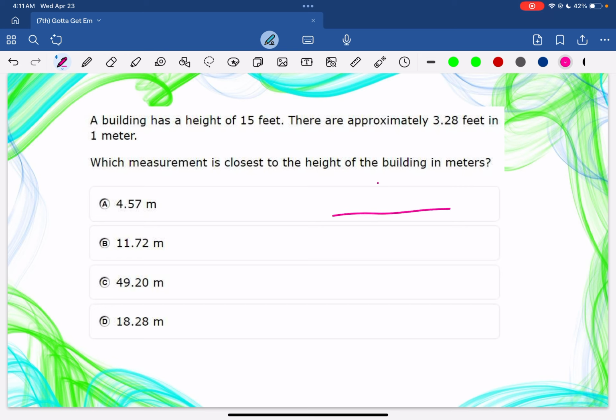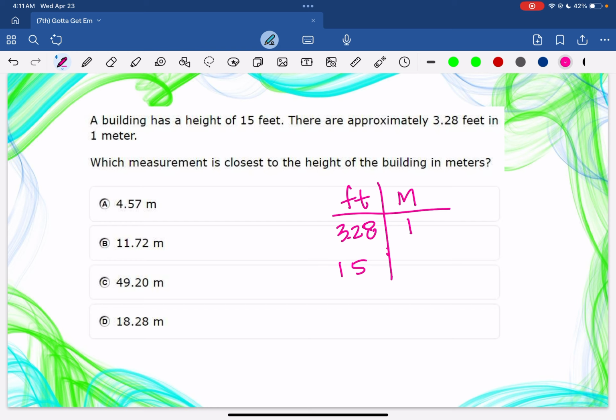So I'll set up a table. It says which measurement is the closest to the height of the building in meters. So I'll put a table, feet on one side, meter on the other. It doesn't really matter which side you go with, as long as you make sure that the feet side only has numbers that relate to feet, and on the meter side, only numbers that relate to meter. So the 15 feet would be on the left.